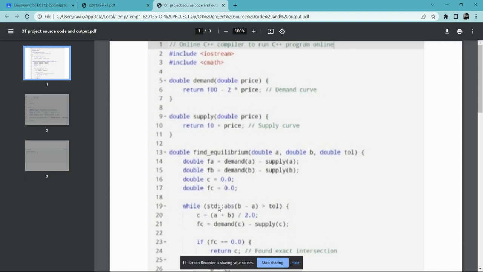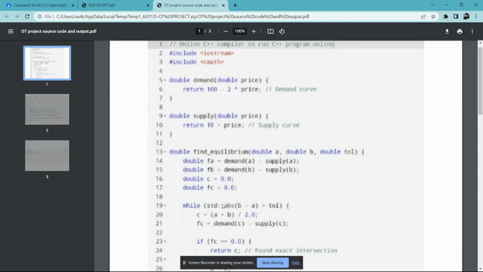For example, suppose the demand function is given by Qd = 100 - 2p and the supply function is given by Qs = 20 + p, where p is the price and Qd and Qs are the quantities demanded and supplied respectively. We start with an initial range of possible prices, say 0 to 100, and evaluate the demand and supply functions at the midpoint of the interval.